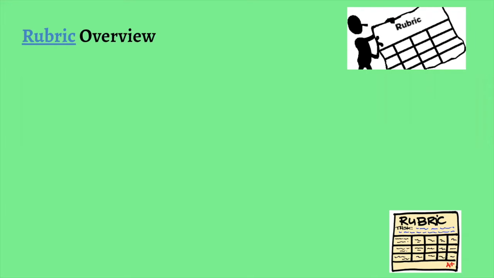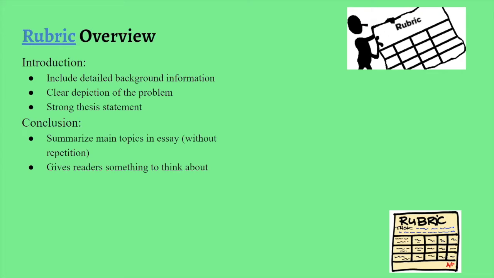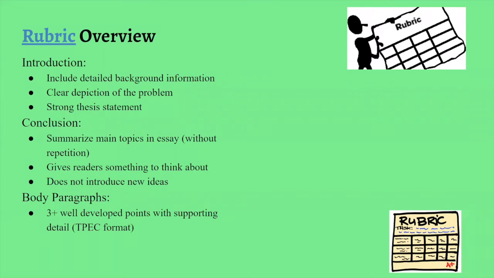Okay, so today we're doing a peer edit. We're going to go over the rubric real quick. In the introduction, you should have detailed background information, a clear depiction of the problem, and a strong thesis statement. For the conclusion, you should summarize main topics in the essay without repeating, give the reader something to think about, and not introduce any new ideas. For the body paragraphs, you should have 3 or more well-developed points with supporting detail in the TPEC format that we went over, and the counter-argument acknowledges the opposing side.